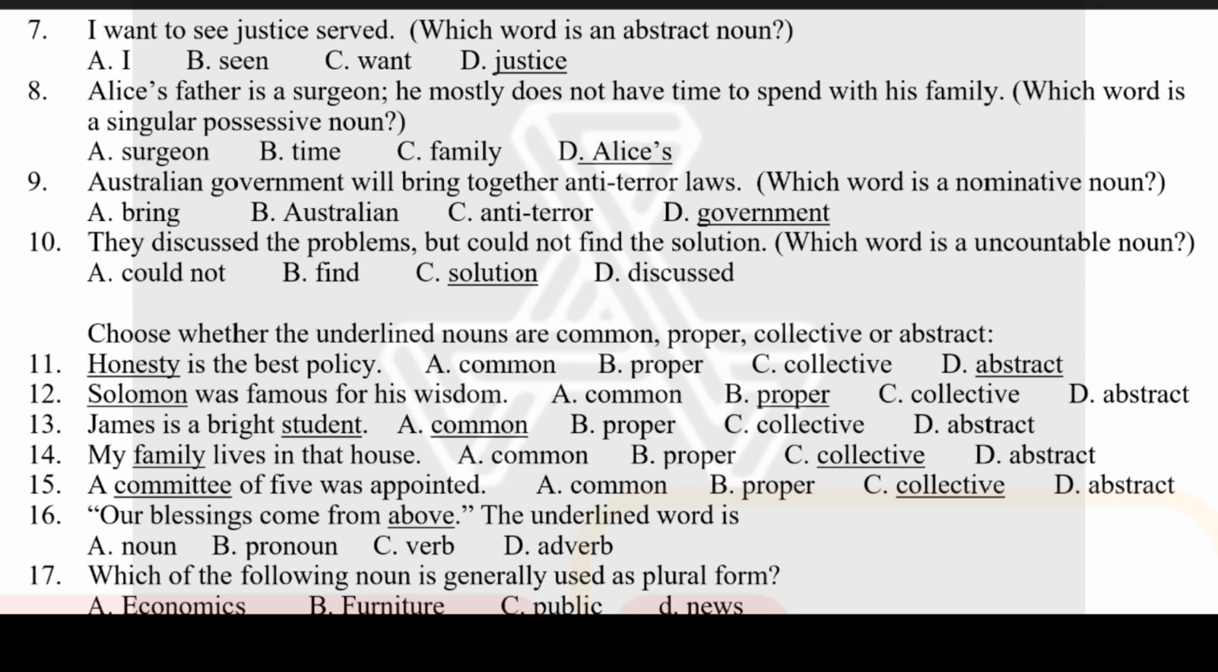Honesty is the best policy. Choose whether the underlined nouns are common, proper, collective, or abstract. Honesty. Abstract. Solomon was famous for his wisdom. Proper. James is a bright student. Common.